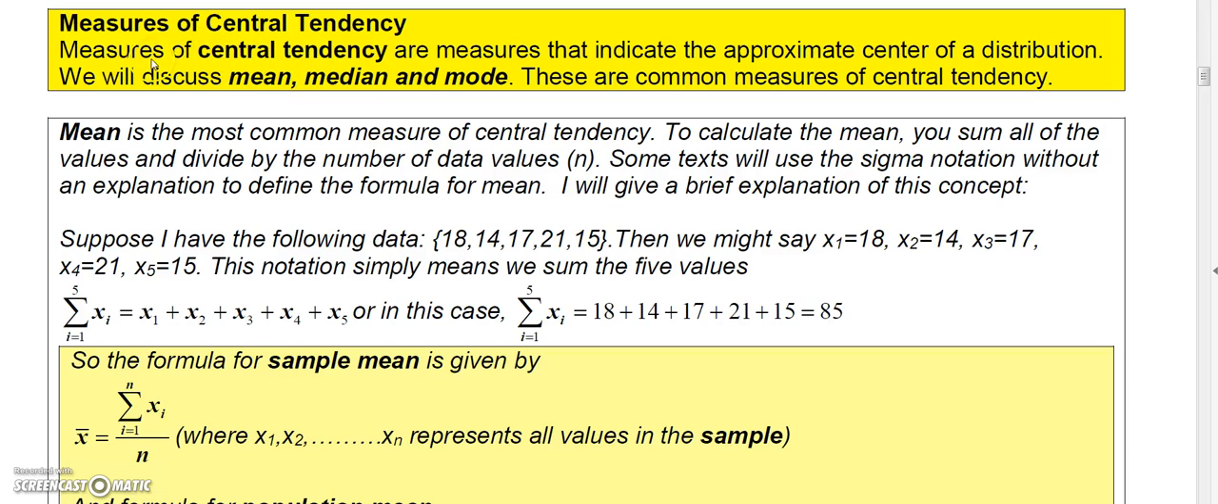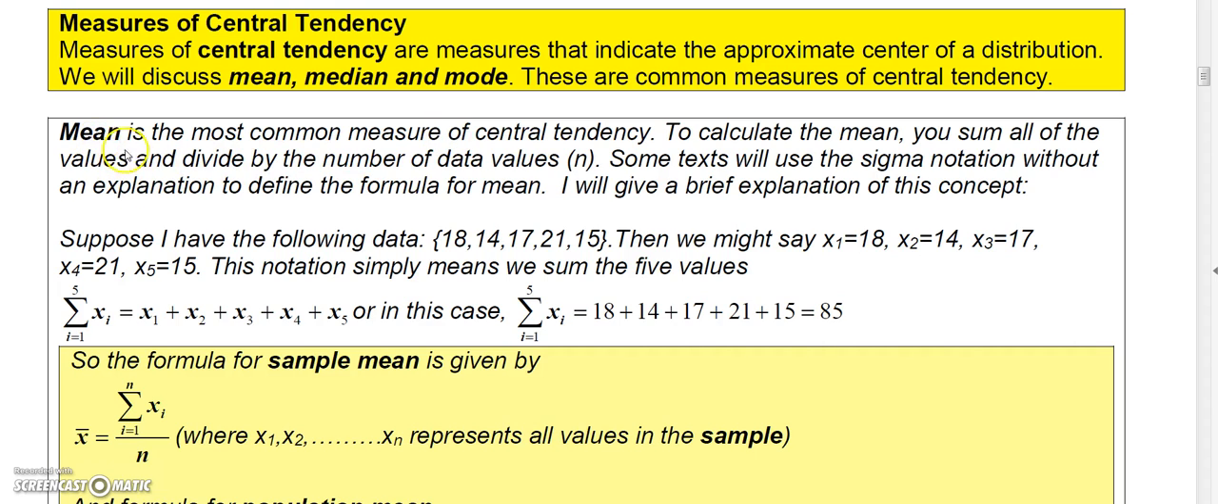So now we're going to discuss measures of central tendency. And measures of central tendency are measures that actually will approximate the center of a data distribution or a set of data. So we're going to talk about the mean, the median, and the mode.